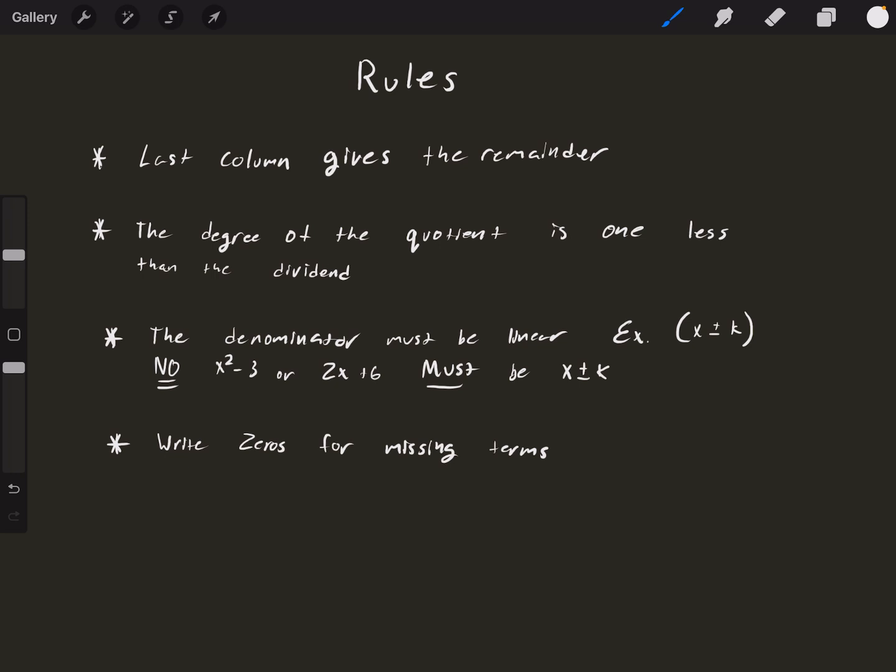Yeah, so synthetic division is pretty straightforward. It can be confusing at first, but once you do it a couple times, you'll get the hang of it without a doubt.